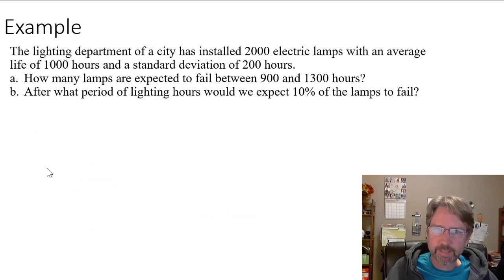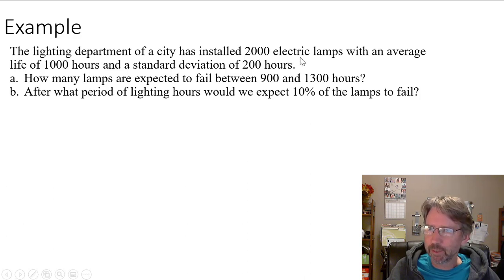Okay, for the last example, we're going to look at this lighting department maintenance problem where the lighting department of a city installed 2,000 electric lamps, an average life of 1,000 hours, standard deviation of 200 hours. So whenever you see the mean and standard deviation, think Gaussian problem. How many lamps are expected to fail between 900 and 1,300 hours? First problem.